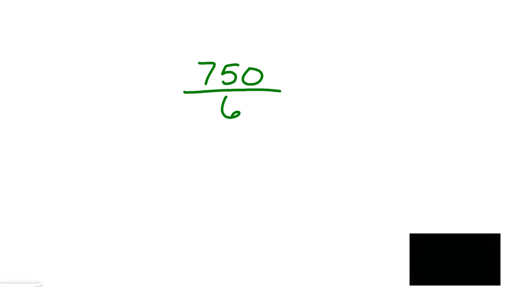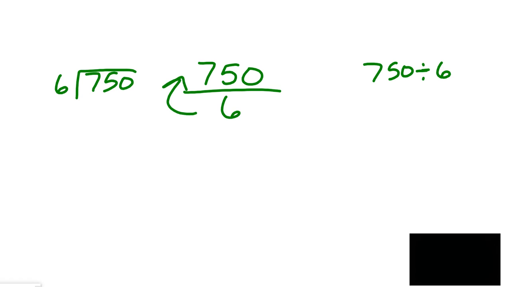Okay, so we're going to learn how to divide these numbers. Don't forget, this is really 750 divided by 6. You could write it a couple different ways. Here's 750 divided by 6. So really what you're trying to figure out is how many times 6 goes into 750.